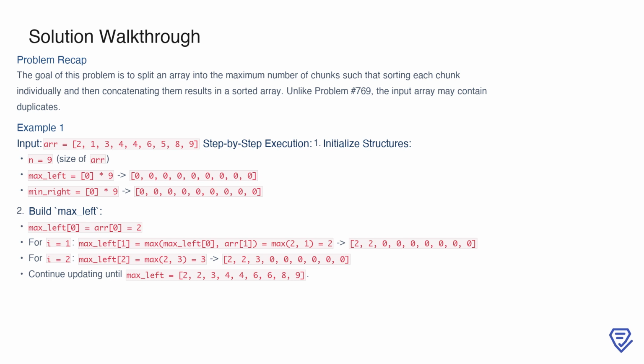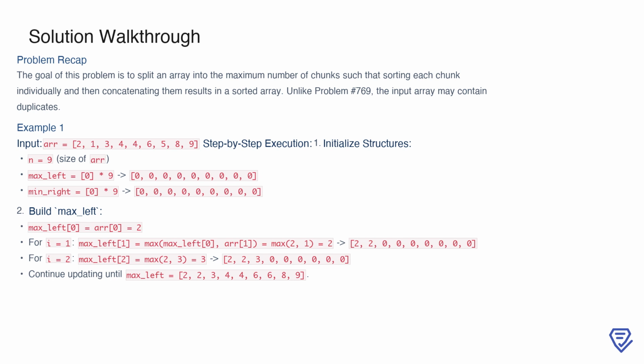First, we determine the size of the input array, which in this example is 9. Then, we create two auxiliary arrays, max_left and min_right. Both are initialized to 0 and have the same size as the input array. The purpose of these arrays is to help track the maximum value from the left side and the minimum value from the right side for any given position in the array.